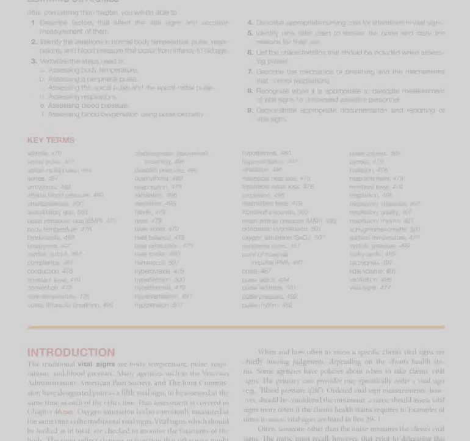Learning outcomes. After completing this chapter, you will be able to: 1. Describe factors that affect the vital signs and accurate measurement of them. 2. Identify the variations in normal body temperature, pulse, respirations, and blood pressure that occur from infancy to old age. 3. Verbalize the steps used in A. Assessing body temperature. B. Assessing a peripheral pulse. C. Assessing the apical pulse and the apical radial pulse. D. Assessing respirations. E. Assessing blood pressure. F. Assessing blood oxygenation using pulse oximetry.